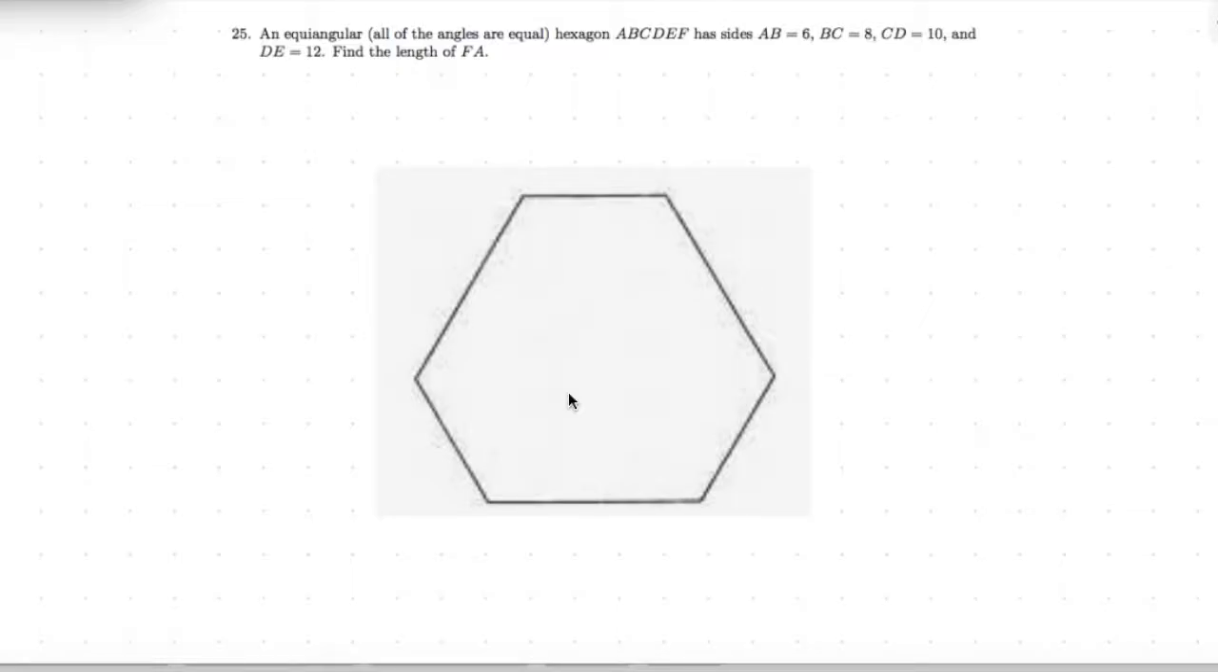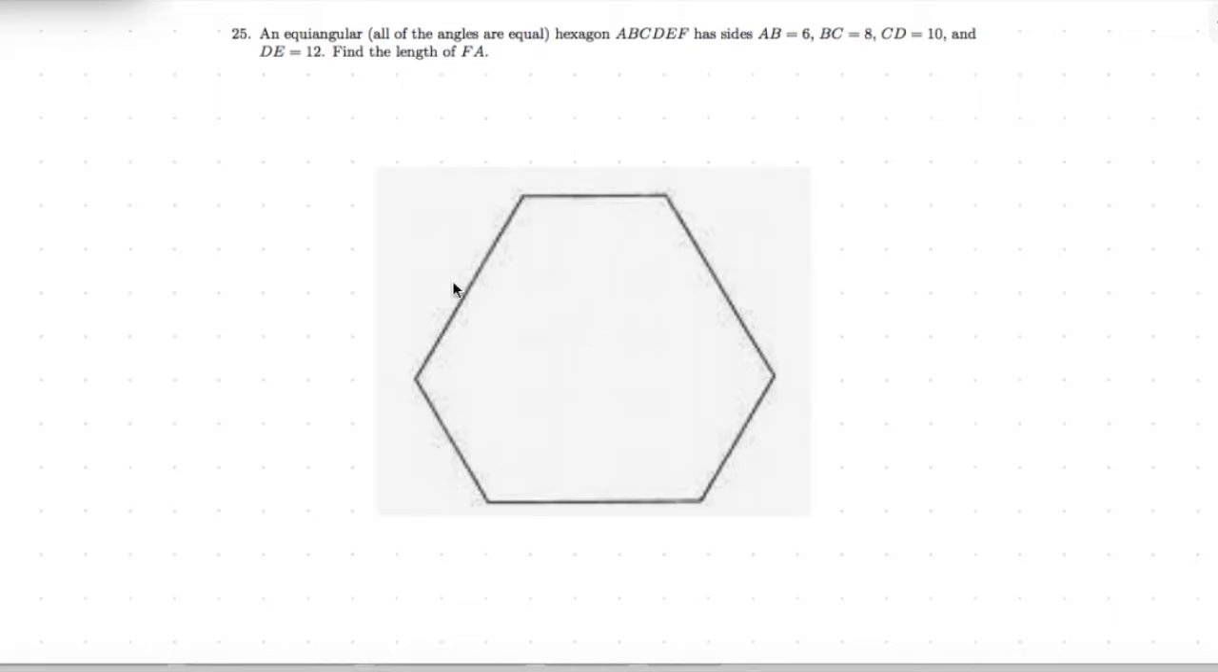Hey everyone, today we're going to be doing 8th grade number 25 from SBMT 2018. The problem is an equiangular (all of the angles are equal) hexagon ABCDEF has sides AB equals 6, BC equals 8, CD equals 10, and DE equals 12. We wish to find the length of FA.